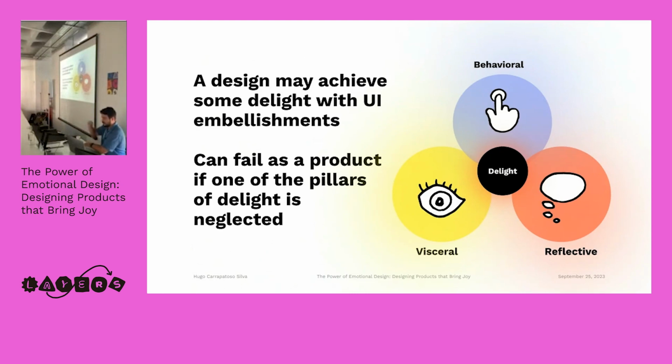You have to have a balance between visual, behavioral, and reflective. That's the main goal of emotional design. And actually, the goal is to create delight for the user. So that's the balance. If one of the pillars is not okay, you're going to have a bad product. So we have to really work on these three pillars.